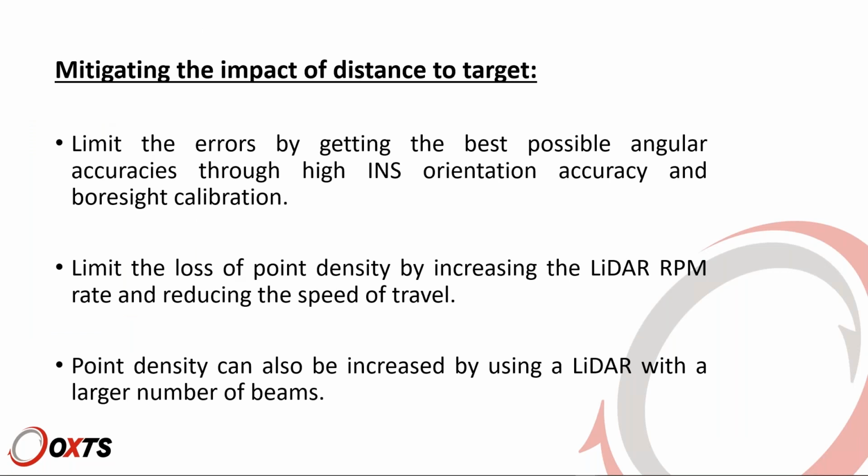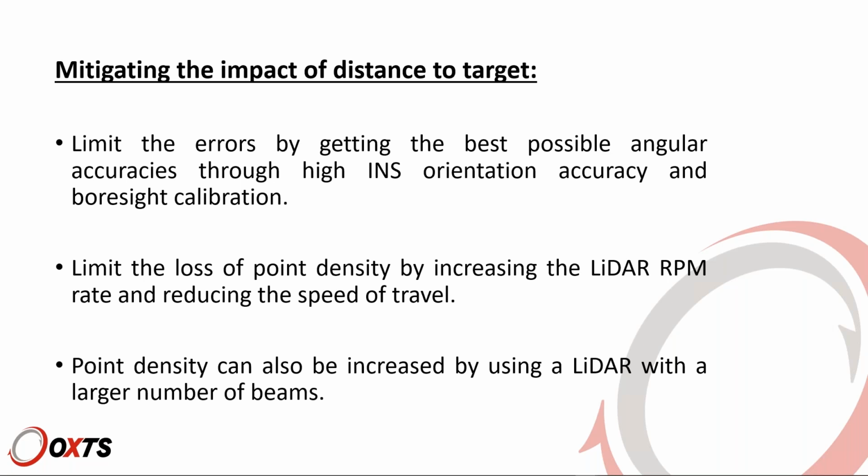So what can you do to mitigate the impact of distance to target? Obviously, in many cases, you won't have a choice. The distance is what it is, and you cannot simply get closer to the target. This will not always be possible. So what you can do, because as we said, distance will act on angular inaccuracies, is limiting the errors by getting the best possible angular accuracies through high INS orientation accuracy, higher grade IMUs, and also through a proper Boresight calibration procedure. So you remove the best part of what distance will use against you.